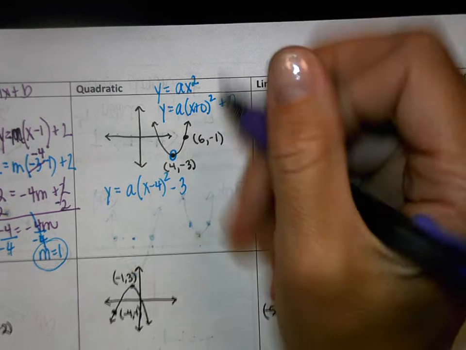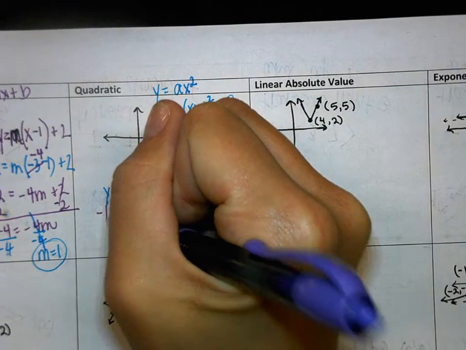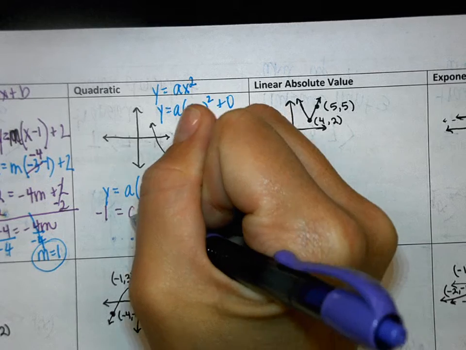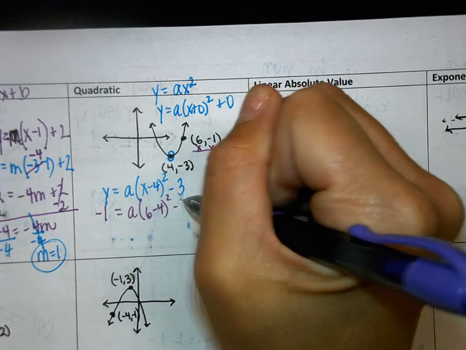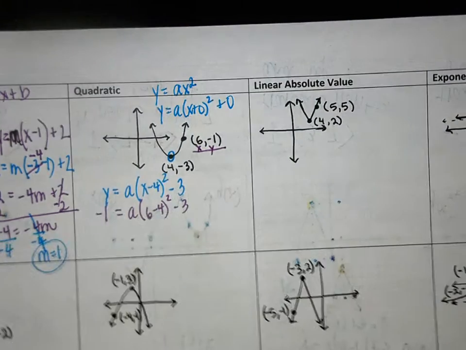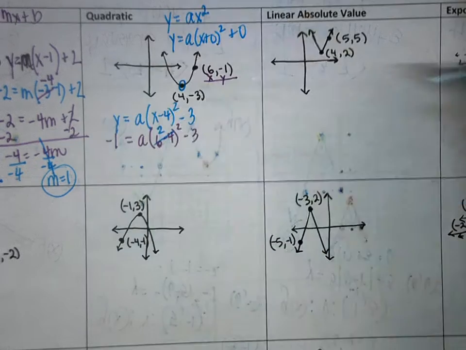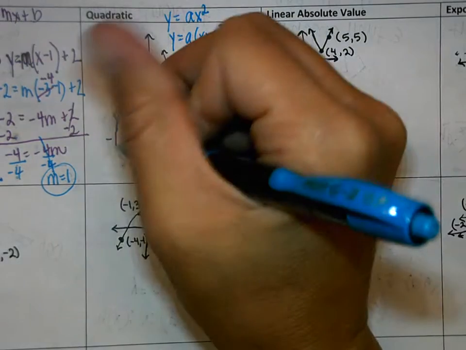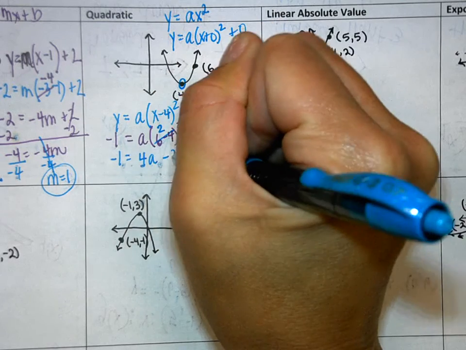We can plug in our other point, okay, our x and y values. So I have negative 1 equals a, parenthesis, 6 minus 4 squared minus 3. Can you guys see okay in the back? Yeah? Okay. What is 6 minus 4? 2. And what is 2 squared? 4. So I have negative 1 equals 4a minus 3.